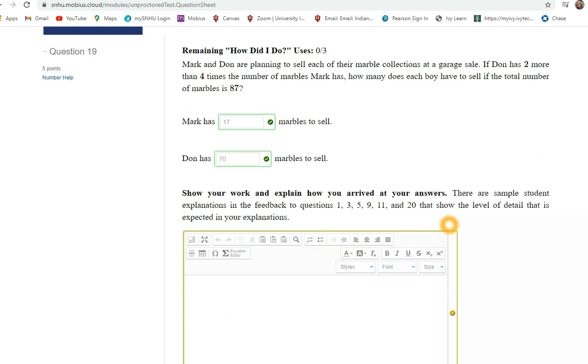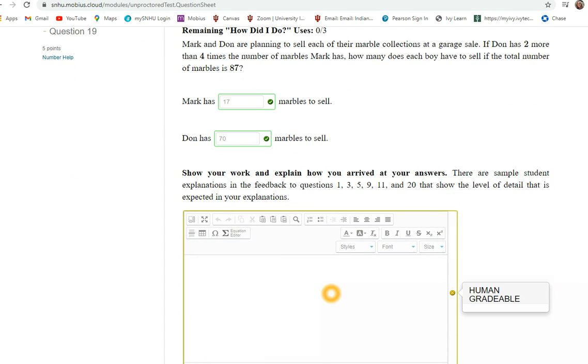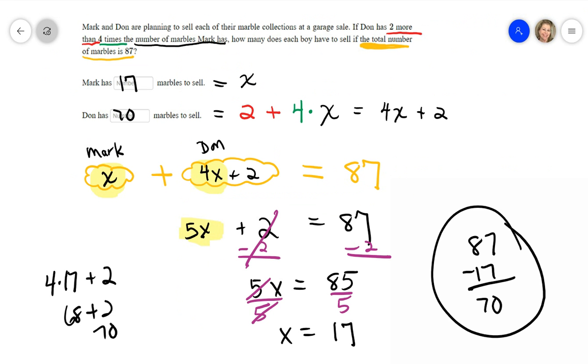And this is also one of those problems where you have to type in an explanation on how you arrived at your answer. So I would probably just go back and say, I let Mark be X. I let Dawn be 4X plus 2, which came up with the equation of X plus 4X plus 2 equals 87. And then I'd show my steps for solving it. So there you go.